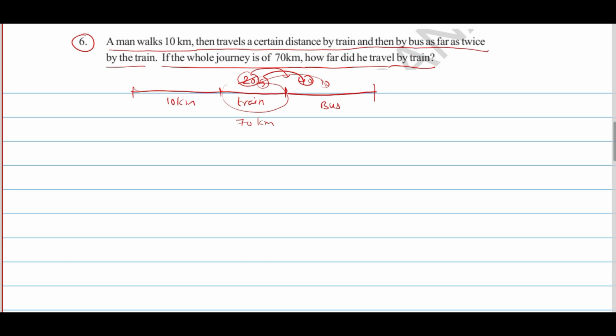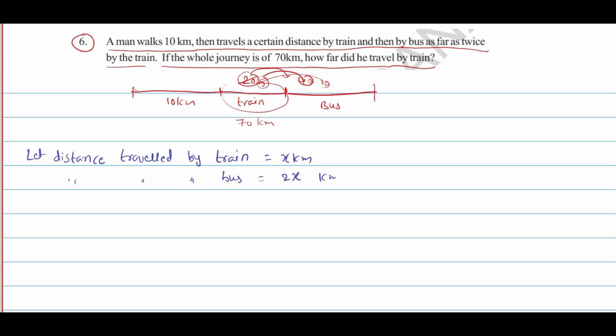That we are asking. Okay, so for that, we need to assume: let the distance traveled by train be x kilometers. Then the distance traveled by bus is 2 times x kilometers. And the distance he covered by walk is 10 kilometers. The total distance he traveled is equal to 70 kilometers.